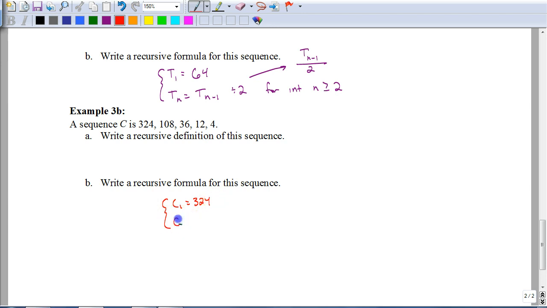And to find the next term in the sequence, what you should have noticed is you're dividing by 3 each time. So you would take the previous term, and let's just write it like this for this one, and divide by 3, for integers where n is greater than or equal to 2. So there you go. Hopefully you have a decent understanding now of a recursive formula, and good luck on your assignment.